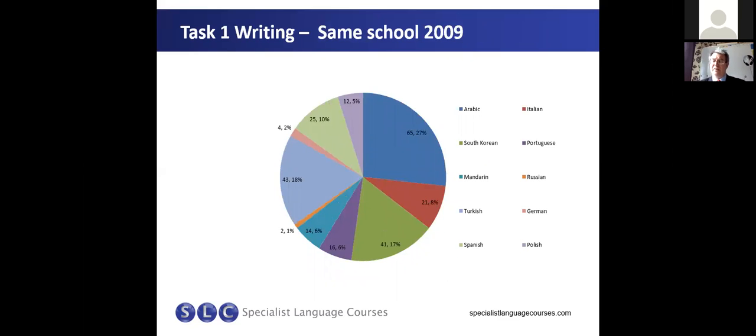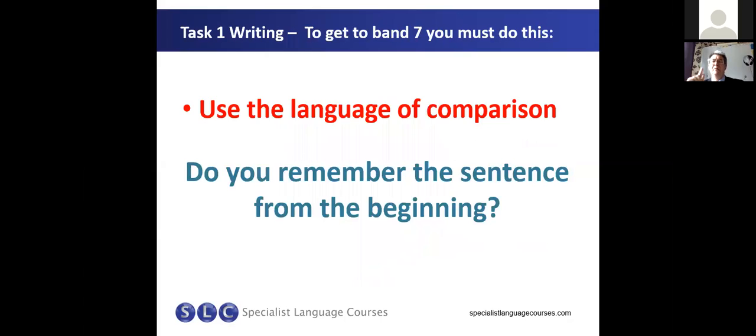Okay. Here's the next one in June 2009, slightly changed. You've got a huge increase in some. Arabic has dropped back. Arabic is now just over 1/4, but the Turkish speakers, they're closing the gap a little. So you could talk about the increase or the decrease between the time periods. Okay. But here's the most important thing which I can tell you. To get to band 7, you must do this. You must use the language of comparison.